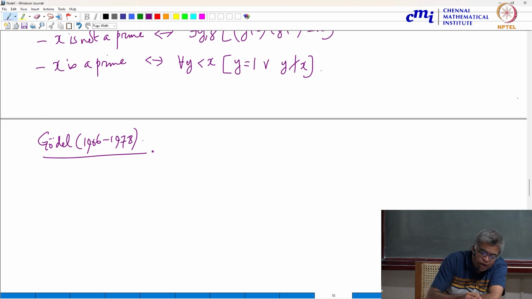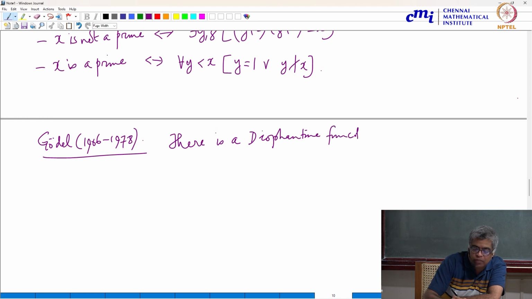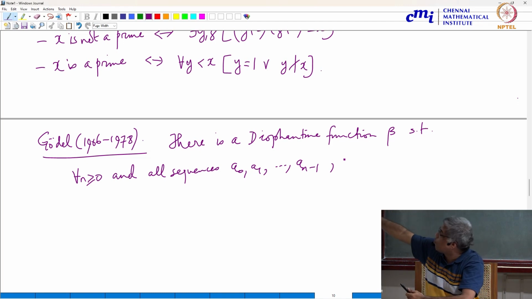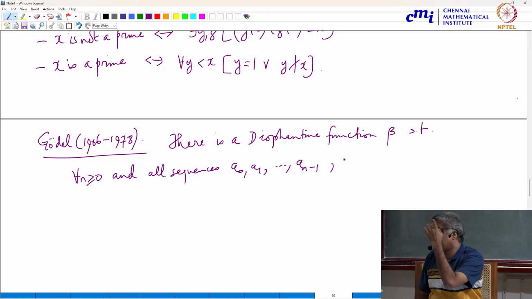So this is the theorem by Gödel. There is a Diophantine function beta such that, yeah, there is a function beta which sort of codes up all sequences. Till now, earlier we saw how to code up pairs. Given a pair, you can apply the pair function, you get a single number.